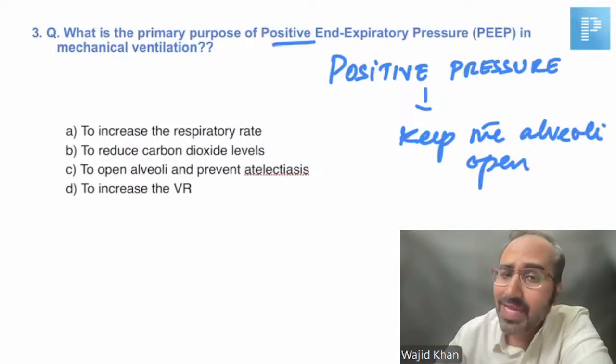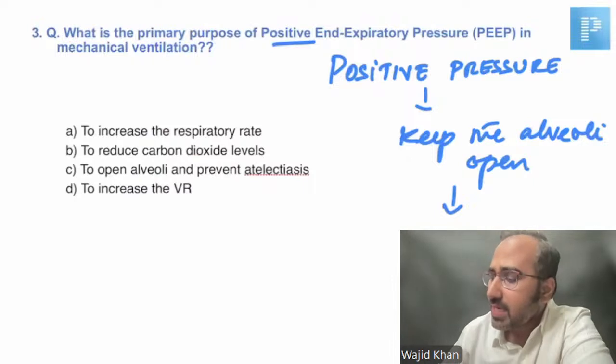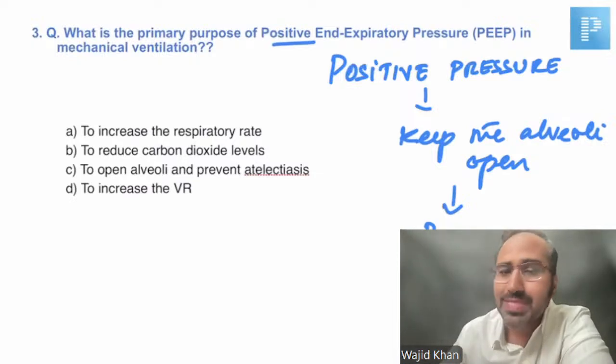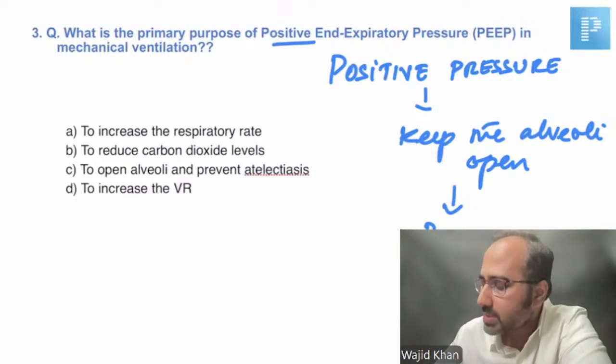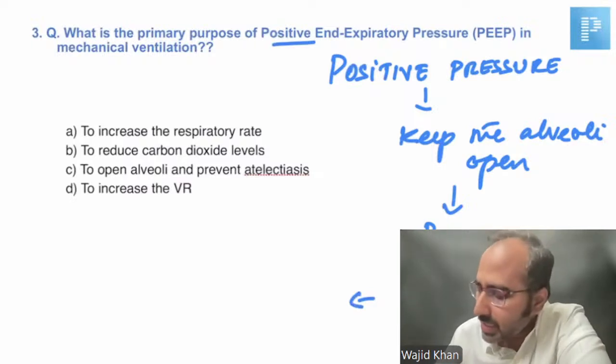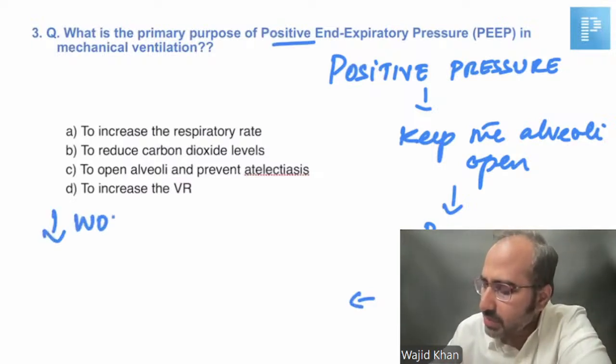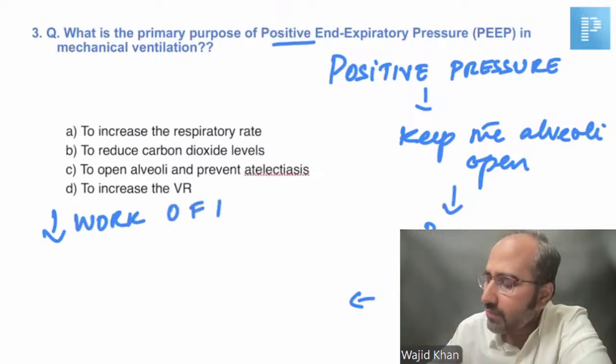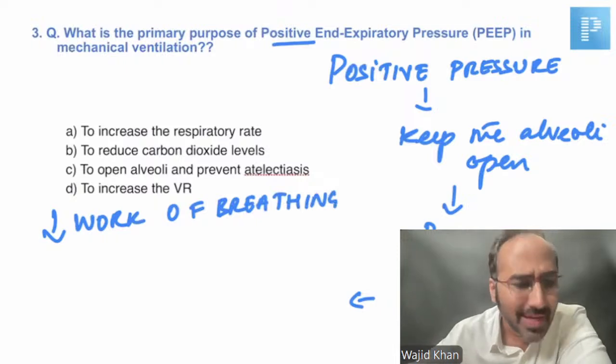Hence, by keeping the alveoli open at the end of expiration, it is preventing atelectasis, right? Apart from that, what else do we need to remember? When you give this PEEP, what will happen? It will improve the patient's oxygenation. Apart from improving oxygenation, it will reduce the work of breathing, right? Normally, it is used for ARDS patients.